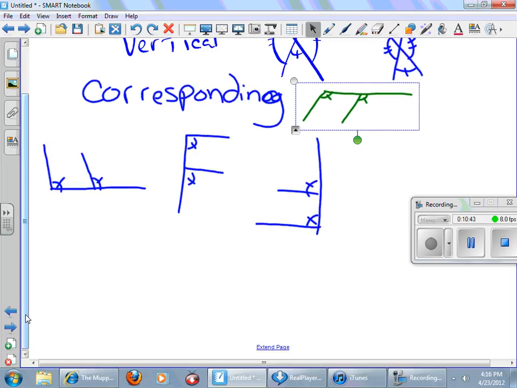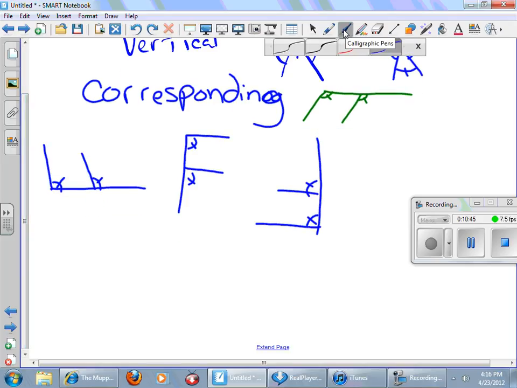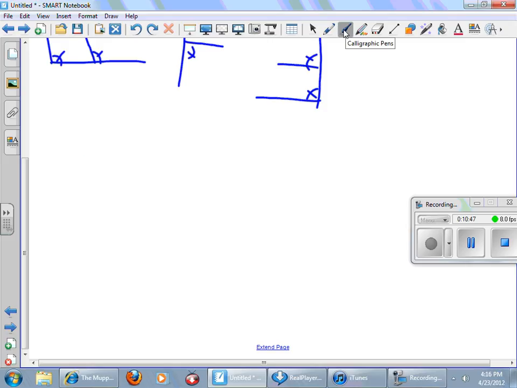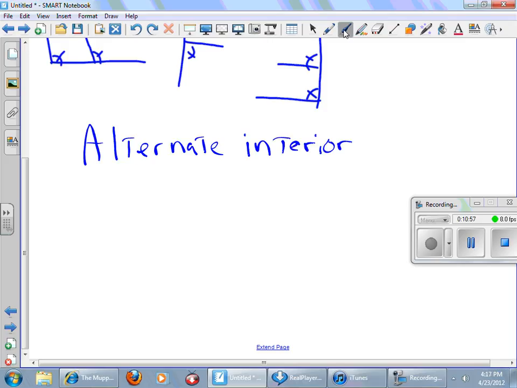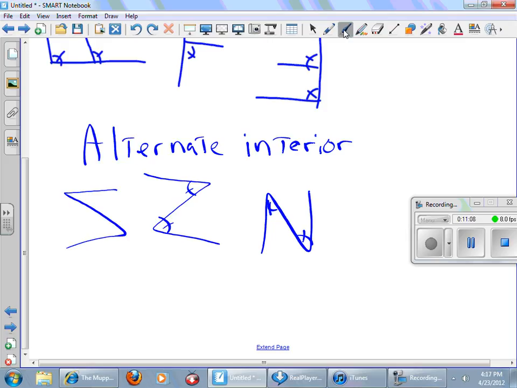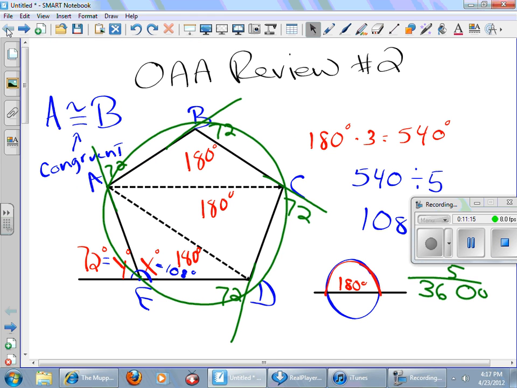All right, and then we talked about the ones that make the Z, alternate interior angles, and they make a Z. They could even make an N because an N is just a Z kind of rotated, right? They could make a backward Z. Alternate interior angles.